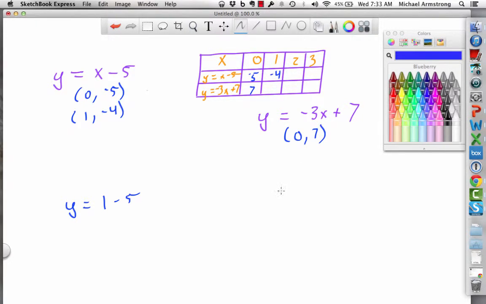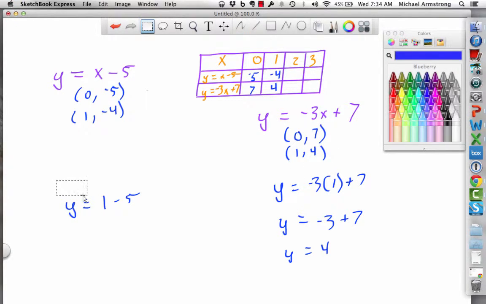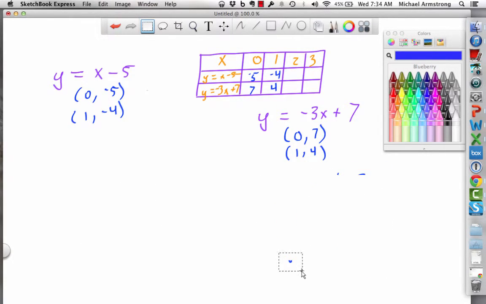And over here, if I put in 1, y is equal to -3 times 1 plus 7. So y is equal to -3 plus 7. So y is equal to 4. So I've got a -4 and a 4. Okay, and so this point is going to be 1, 4. So I've got this one and this one, and they sort of just go together. I'm going to just keep deleting these because we need the information. There we go.